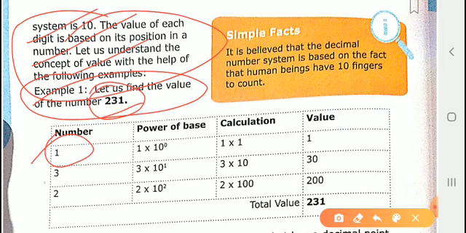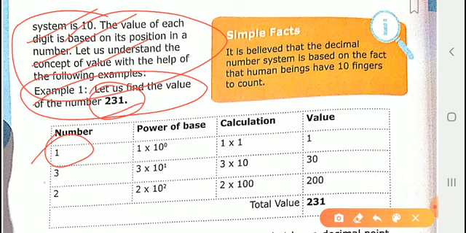In the unit place, 1 is given, so 1 into 10 to the power 0 is 1 into 1, and the final value is 1. Then in the tens place, that is 3, we multiply 3 into 10 to the power 1. The calculation is 3 into 10, and the final value is 30. In the hundreds place, 2 is given, so it is 2 into 10 to the power 2, that is 2 into 100, and the final value is 200. So the total value is 231. We can find it like that.